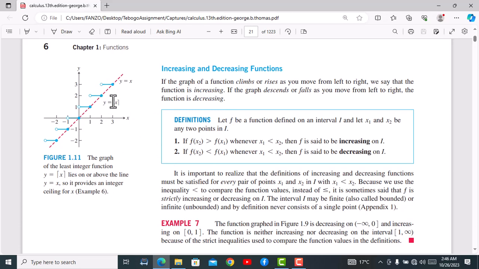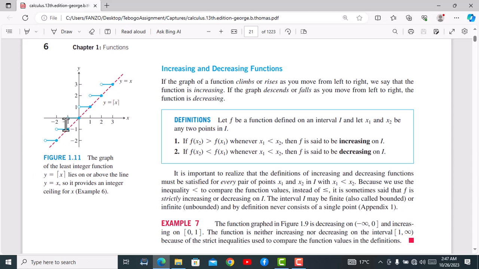So please look at this in terms of the coordinate system, both the values of x and y, what is happening to them. So as we are moving from left to right, both x and y increase, therefore the function is increasing. And if we move from left to right, the values of x as they are decreasing, so are the values of y, therefore the function is decreasing. And as the values of x increase, the values of y are also increasing.